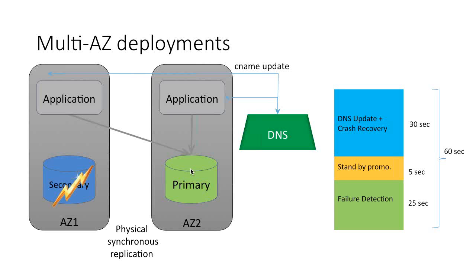So again, your primary failed in AZ1. We detected the failure. We promoted the standby. Once we promoted the standby, we updated the DNS and did some crash recovery and made the database available to you within 60 seconds. And your application can start working with the primary database. After this, a new secondary database is created for the synchronous replication to continue so that you have high availability on your database. All this happens behind the scenes.